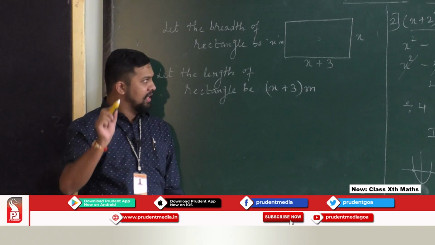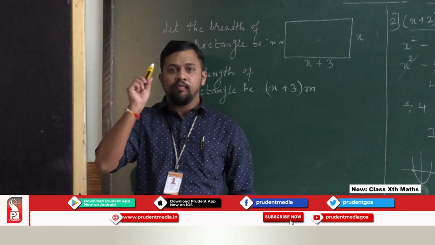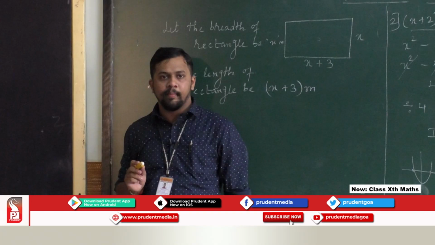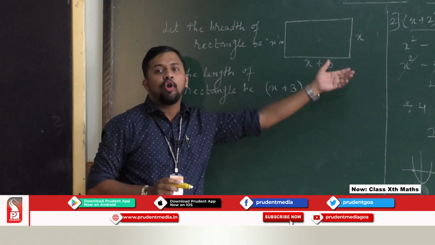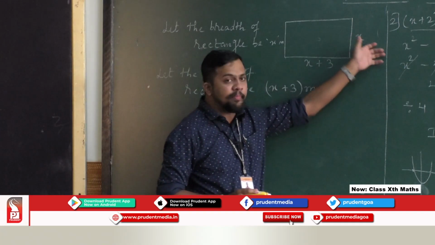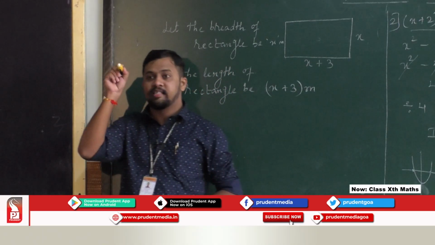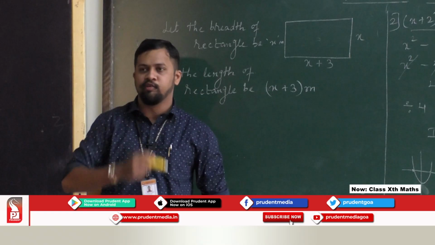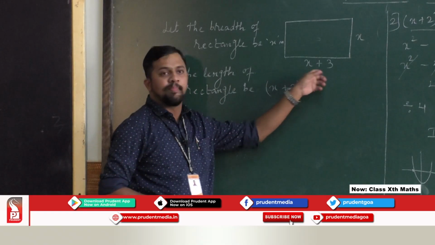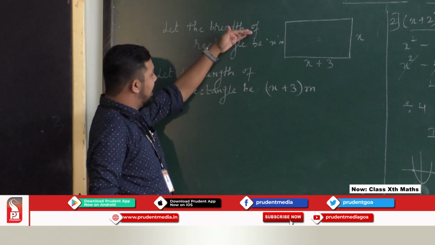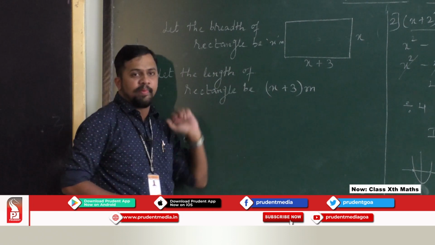My statement was the length of the rectangular field is 3 meter more than the breadth. So my question was, you don't know what the breadth is. So I said, let the breadth be x meter. Now when it says 3 meter more, these are the words, the hints that will be given. More means a positive sign will come. So it is x plus 3. Now I have the breadth as x meter and the length as x plus 3 meter.